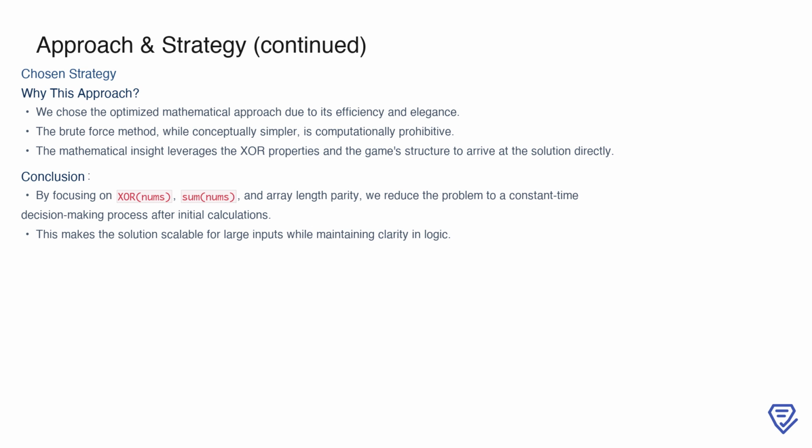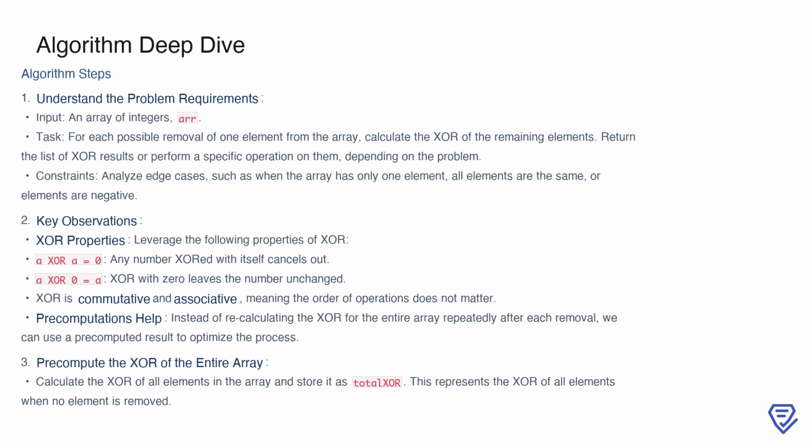To tackle the Chalkboard XOR game, we start by breaking down the algorithm into manageable steps. First, we need to understand the problem requirements. The input is an array of integers, and the task is to calculate the XOR of the remaining elements after removing each element from the array.